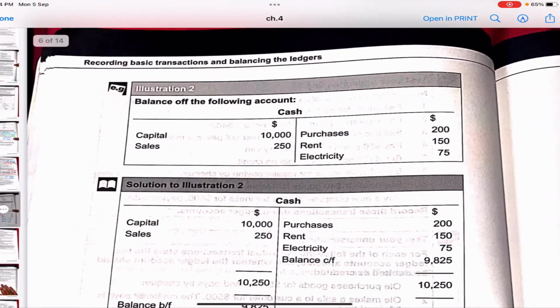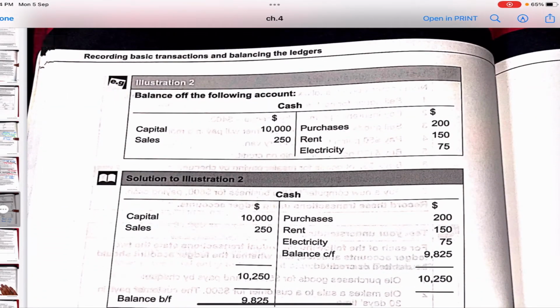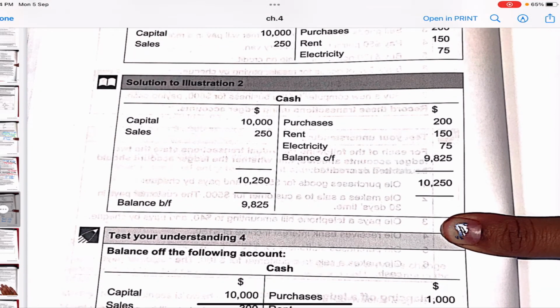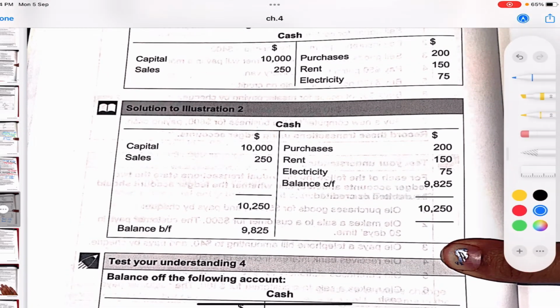Okay, so now we have an illustration. Let's take a look at the illustration. So this is a cash account and we need to balance it. So how do you balance it? Right. So we have cash. This is the question and this is the cash account. This is the debit side and this is the credit side. You know the logic now.